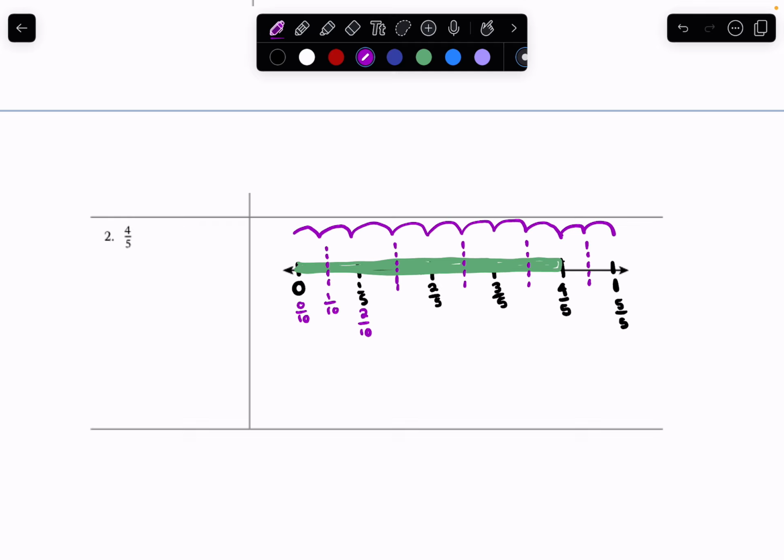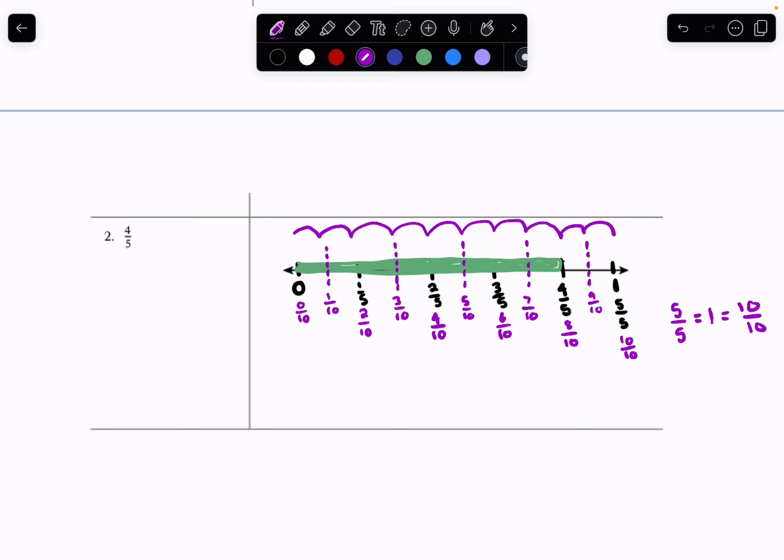Let's keep going. 3/10. 4/10 is the same as 2/5. 5/10. 6/10 is the same as 3/5. 7/10. 8/10 is the same as 4/5, and 9/10. And 10/10 is the same as 5/5. 5/5 and 10/10 might be the easiest one for you to see that they're equivalent fractions. 5/5 equals 1, and 10/10 also equals 1. So you should definitely be able to see that.